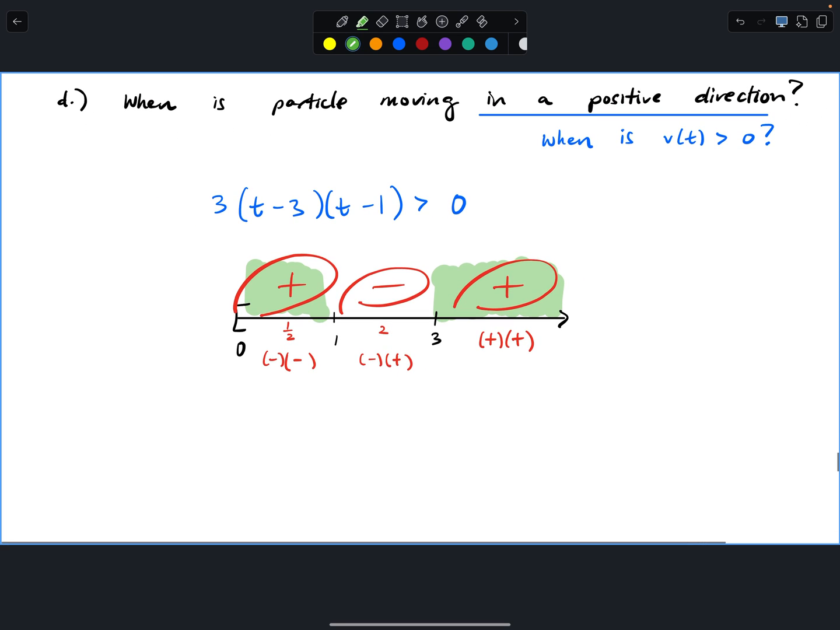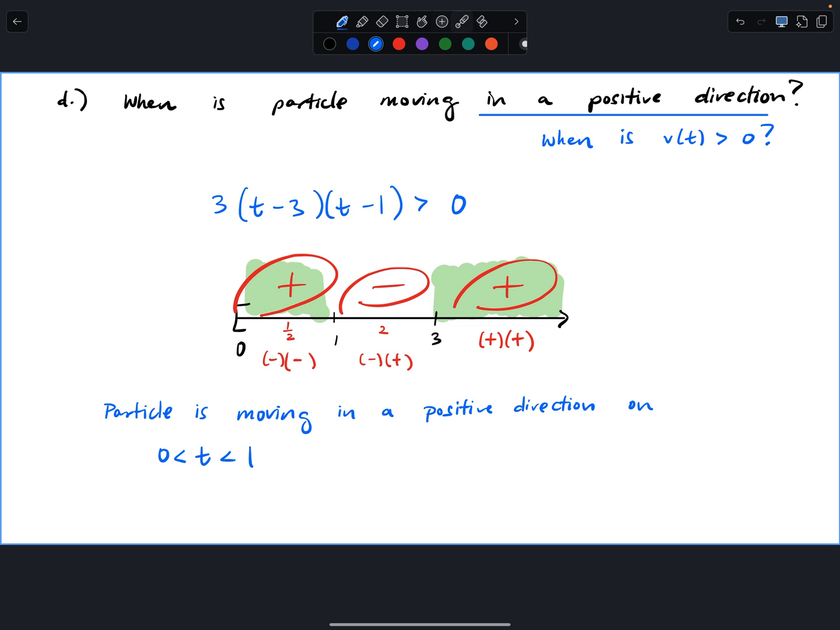So we can say the particle is moving in a positive direction on the interval 0 is less than t, which is less than 1. Is everybody cool with that? Because between 0 and 1, it's plus.